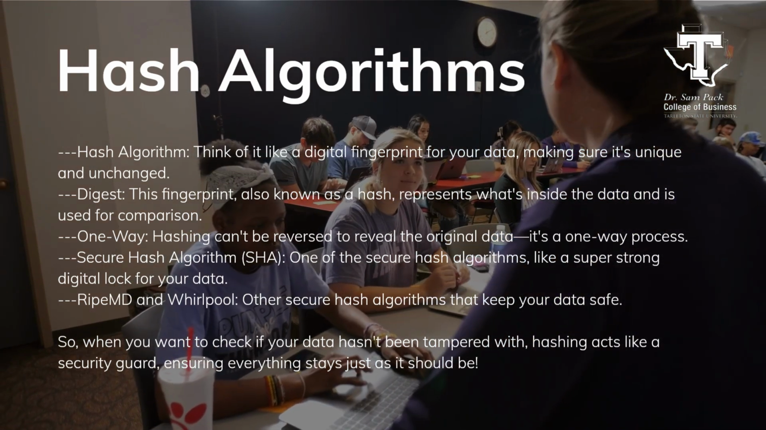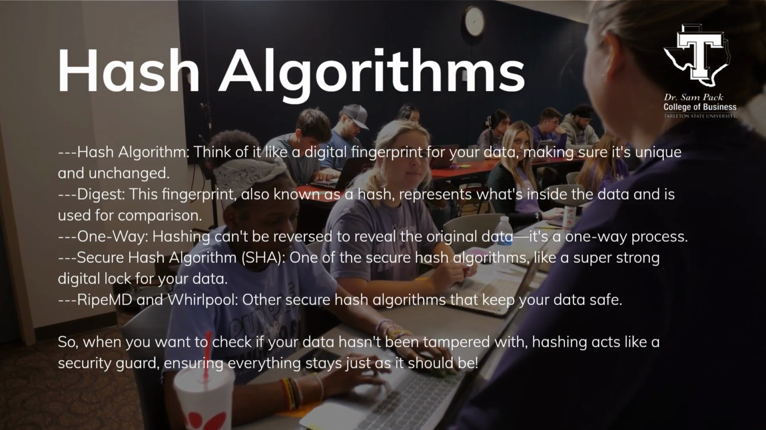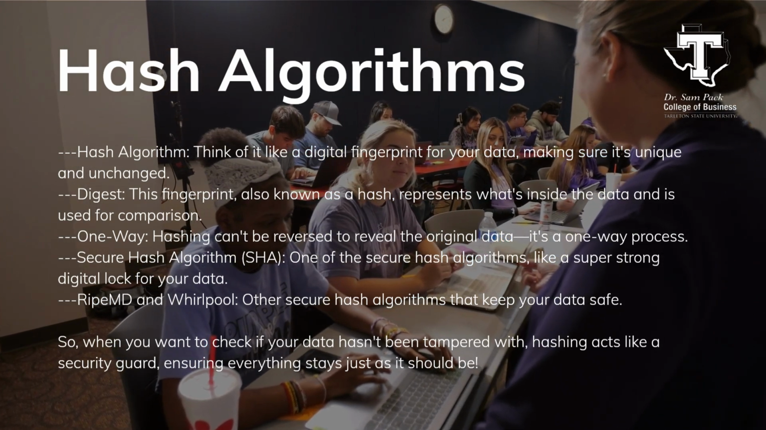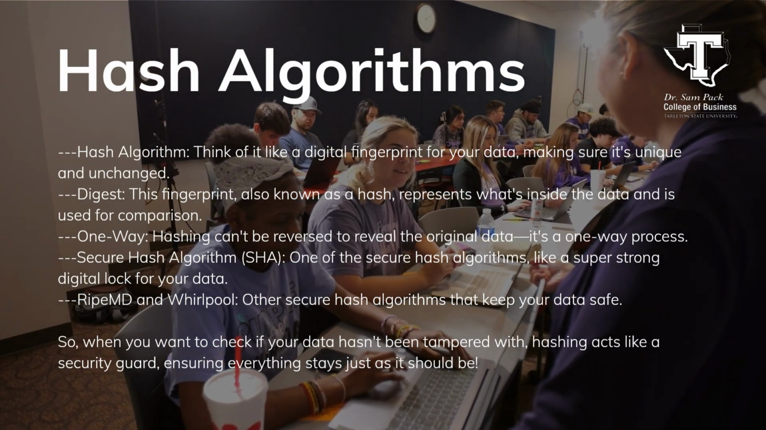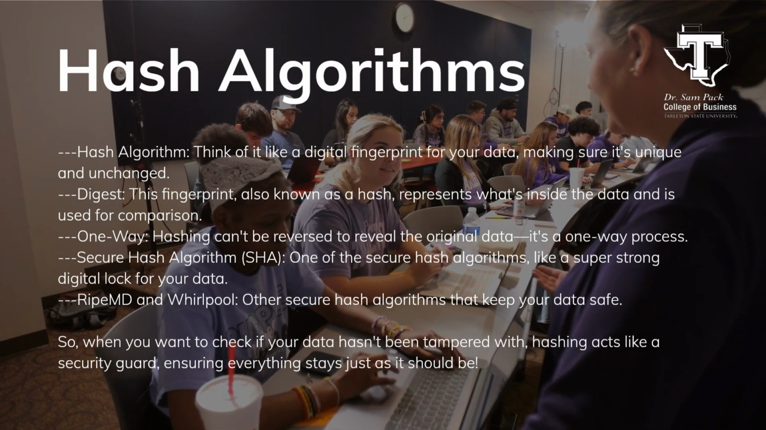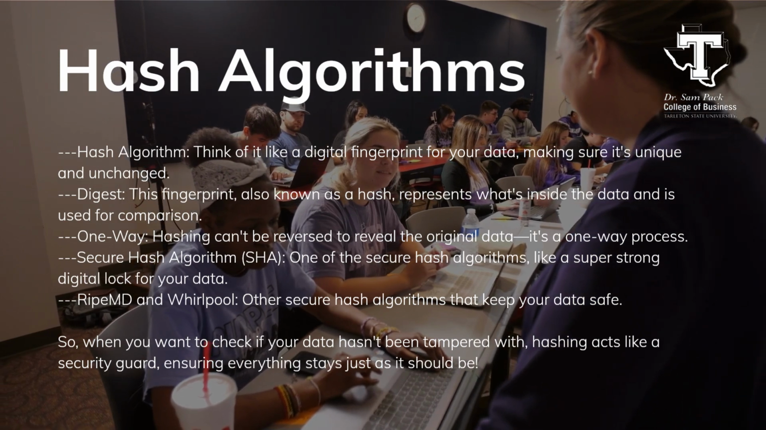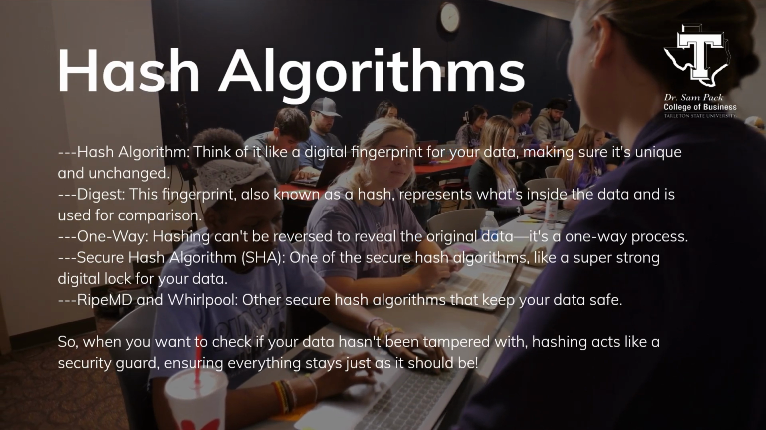Now, when we talk about secure hash algorithms, we're talking about digital locks for your data. Secure hash algorithm, SHA, is like a super strong lock, and there are others like RIPE-MD and Whirlpool that also keep your data safe. So, whether you're sending messages or storing important files, hashing acts like a digital security guard, making sure everything stays exactly as it should be, safe and unchanged.